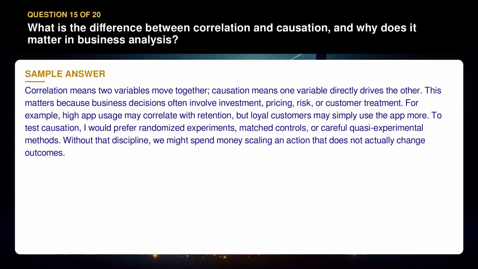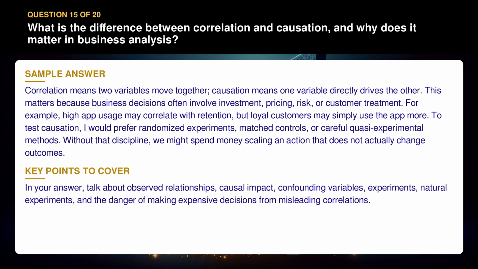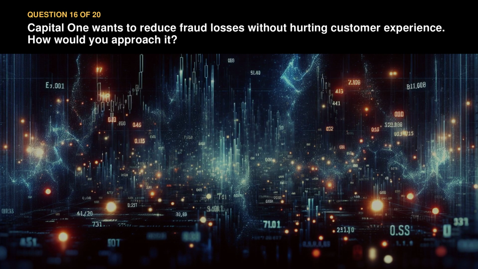For example, high app usage may correlate with retention, but loyal customers may simply use the app more. To test causation, I would prefer randomized experiments, matched controls, or careful quasi-experimental methods. Without that discipline, we might spend money scaling an action that does not actually change outcomes. In your answer, talk about observed relationships, causal impact, confounding variables, experiments, natural experiments, and the danger of making expensive decisions from misleading correlations.